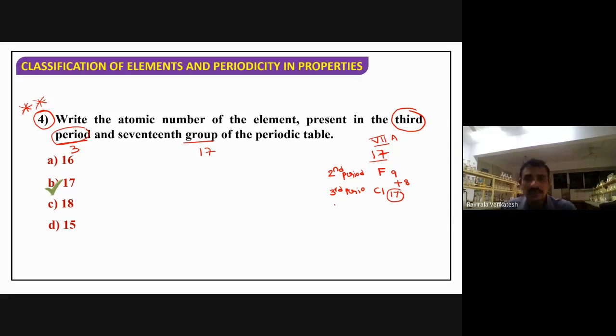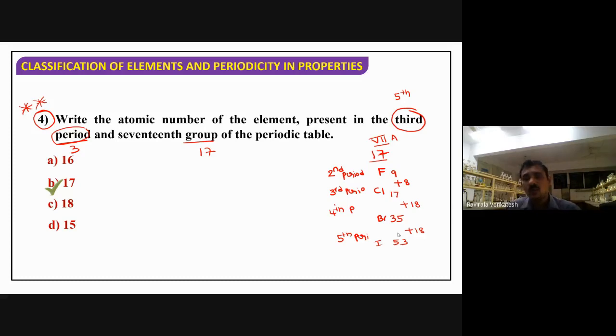Suppose if they ask for the fourth period, what do we have to do? Go for the fourth period. Now add 18 to this 17. How much do we get? 35. Okay. Now for the next period, you add again 18 and you will get 53. This will be bromine, and this will be iodine. At least you should know the second period.